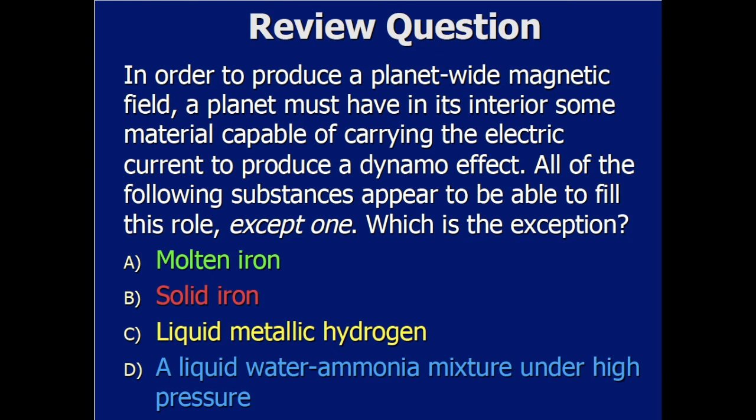And then finally, in order to produce a planet-wide magnetic field, a planet must have in its interior some material capable of carrying the electric current to produce what we call the dynamo effect. All of the following substances would appear to fill this role except one. Which is the exception?